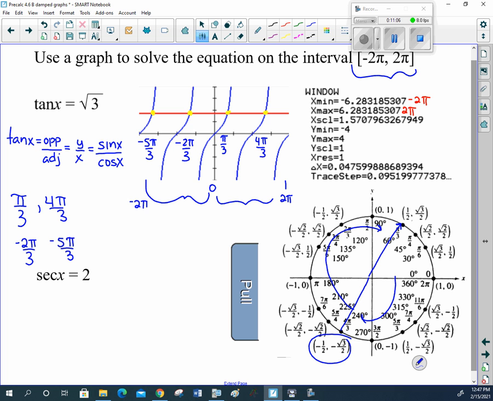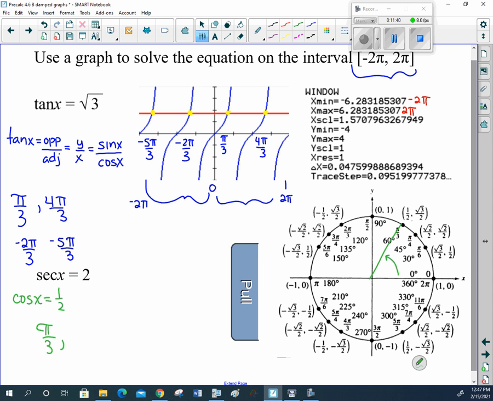Okay, let's do the next one, secant of x equals 2. So I'm remembering that secant is the reciprocal of cosine. So on my unit circle, basically what I'm looking for is where the cosine equals 1/2. So as I go around, once again, in the positive direction, looks like I'm going to get the same answer set right here. I got cosine is 1/2 right here at pi over 3. So that's going to be one of my answers, pi over 3.